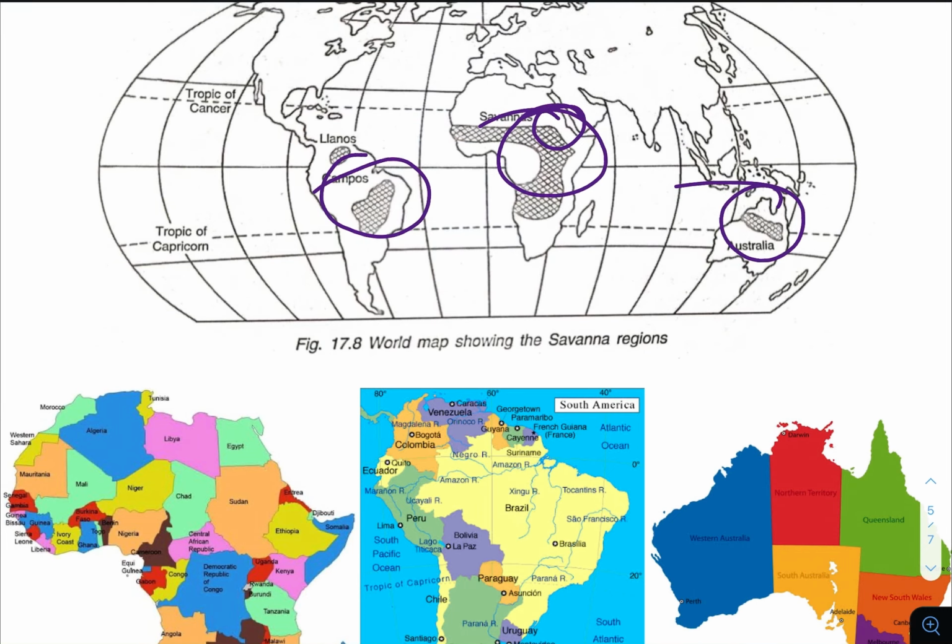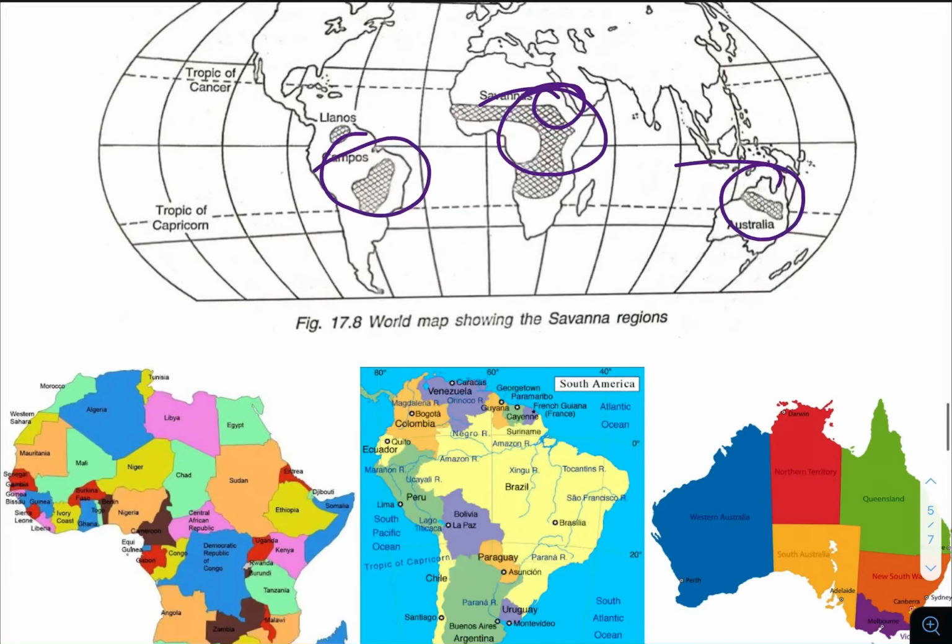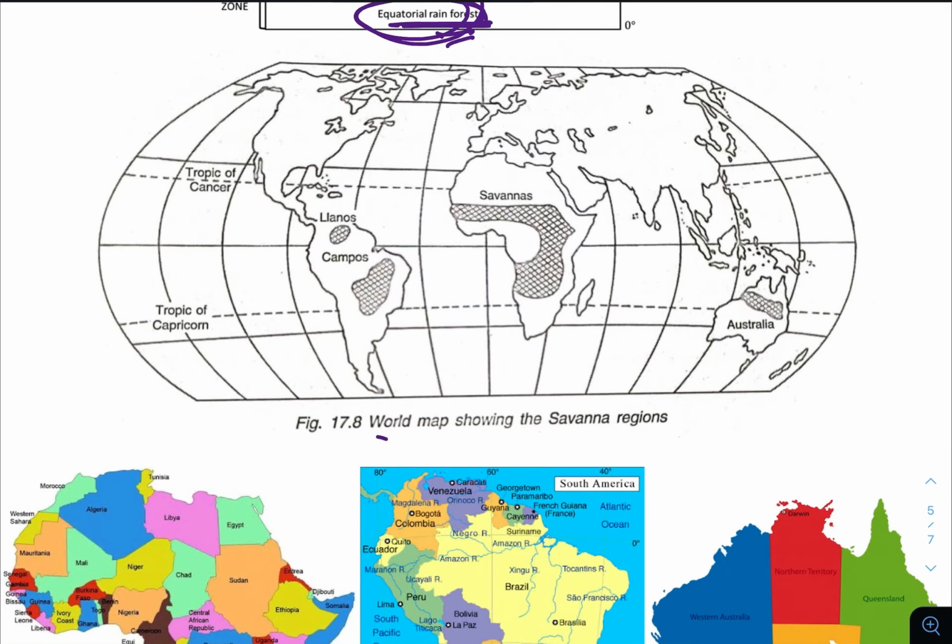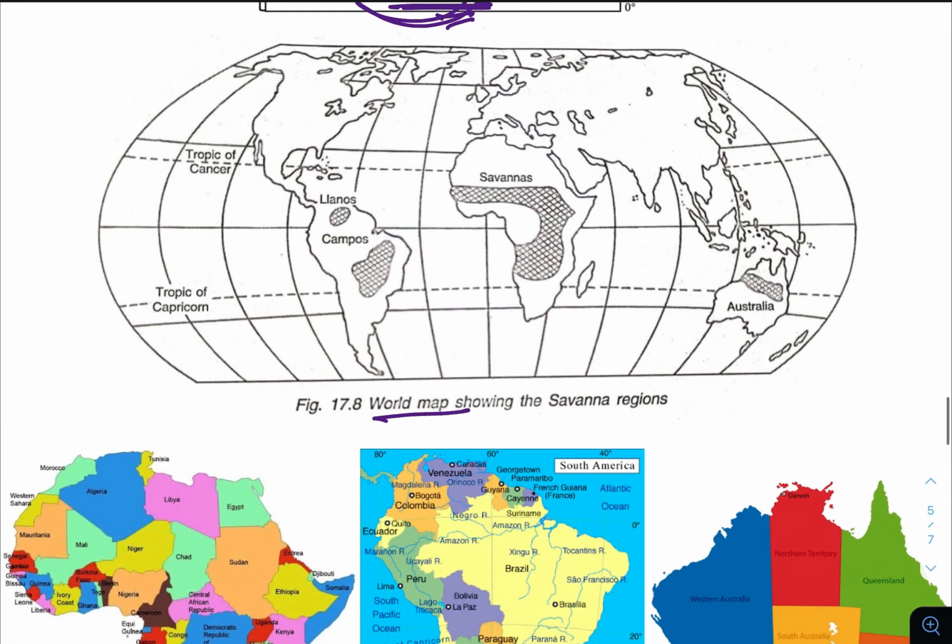Now we are going to focus on the area. You can see in the world map what the locations are. We will see the part of Africa that is in the northern hemisphere, and the part of Africa that is in the southern hemisphere. Similarly, you will see the part of South America, and the part of Australia.